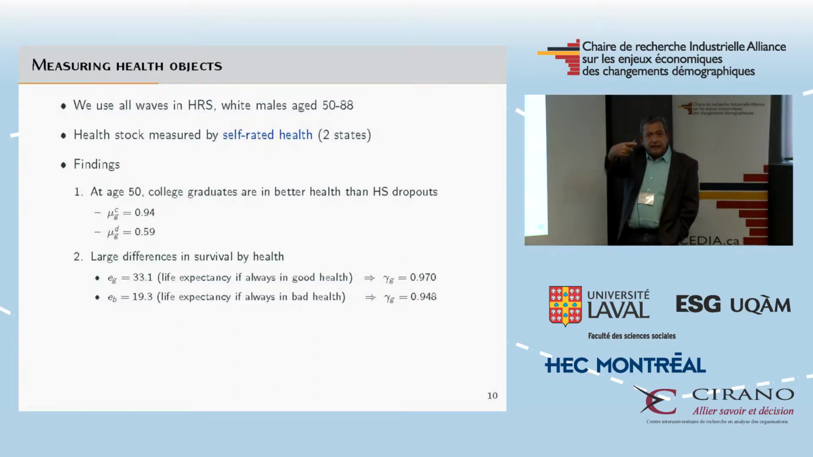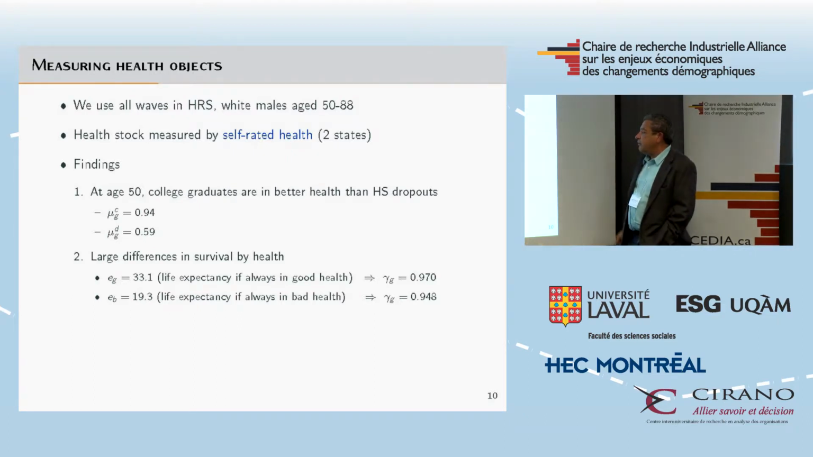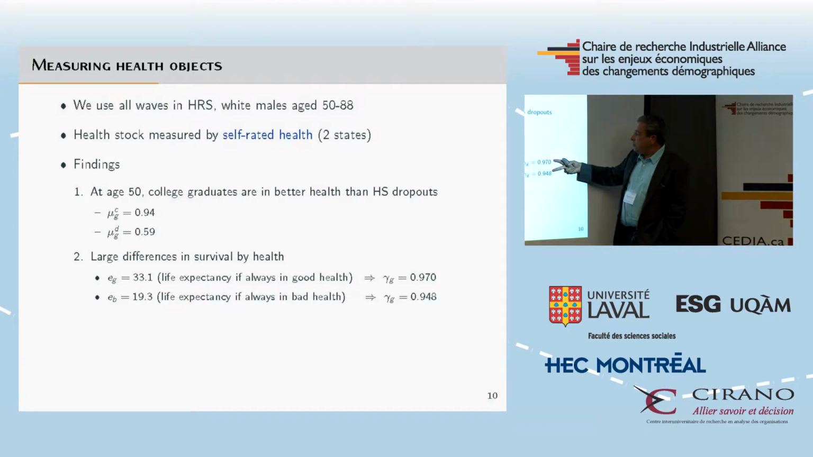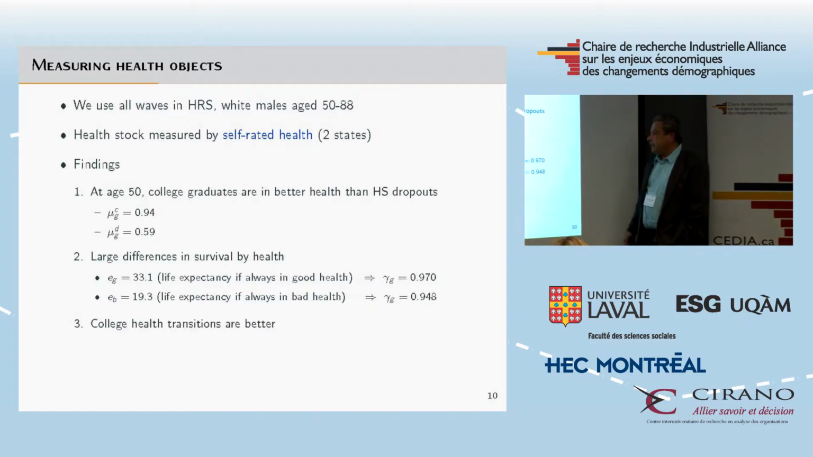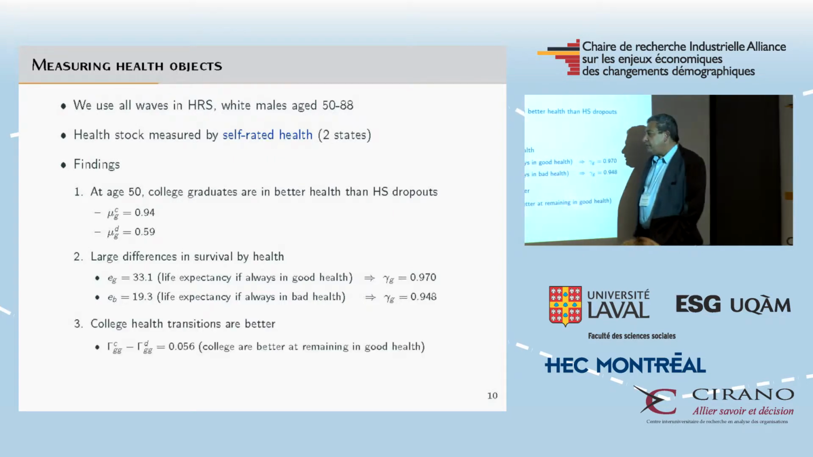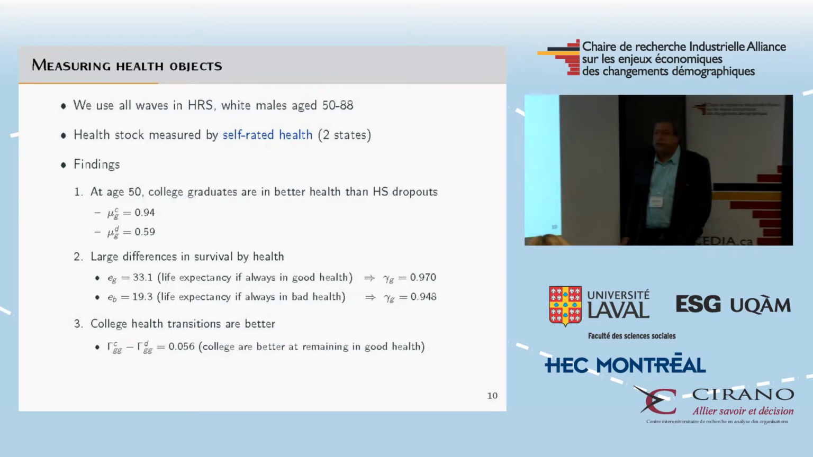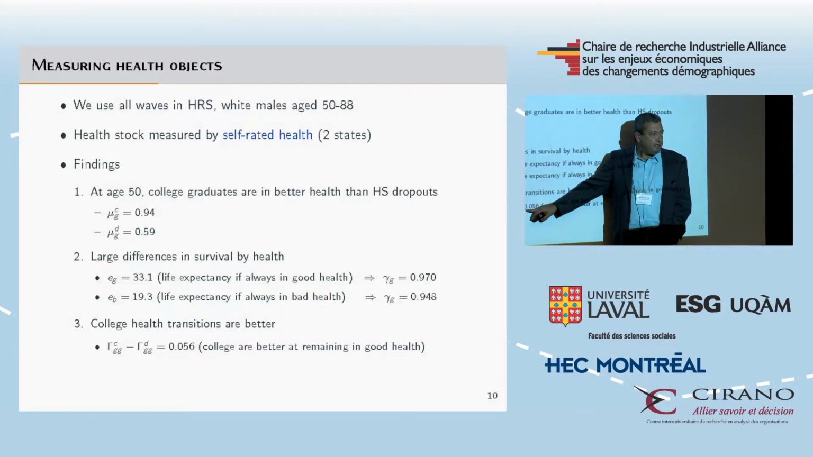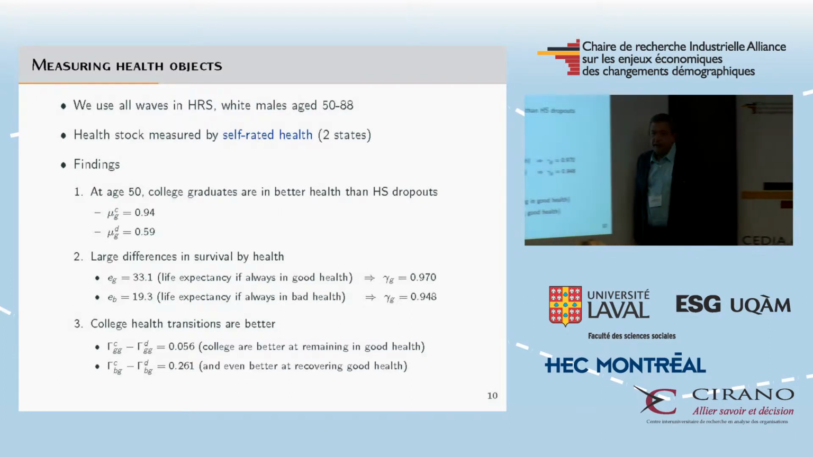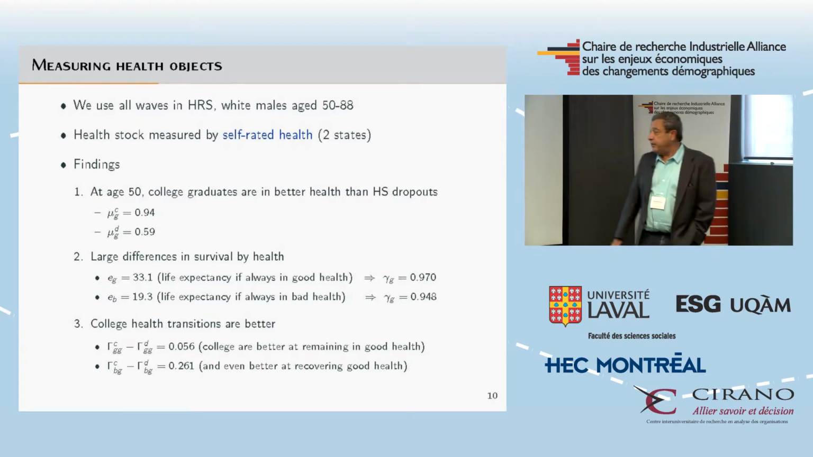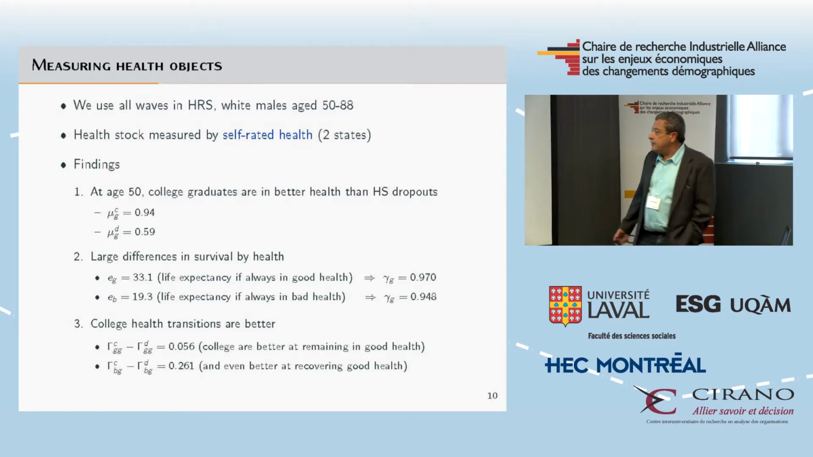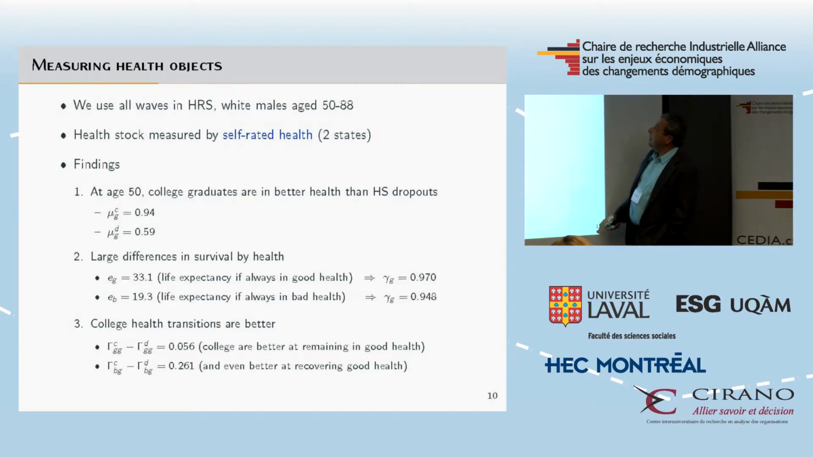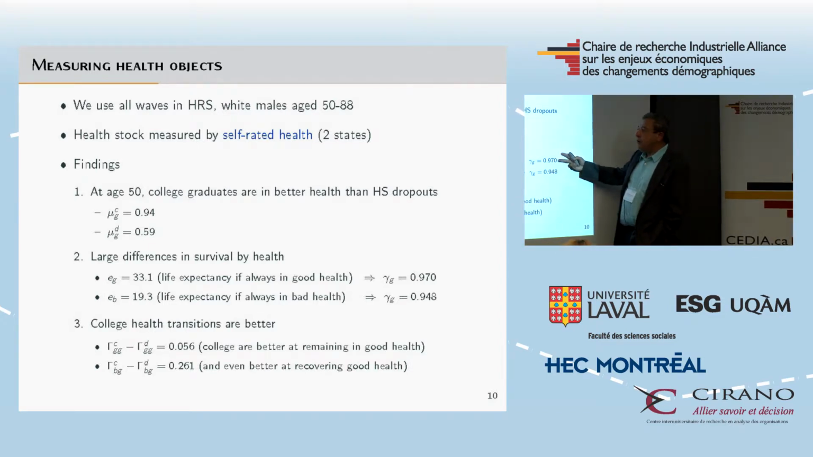So you can see that's a part of the things that Pong was talking about, and it translates into the conditional probabilities of survival. This is the gamma H in here. But the key thing is college health transitions are better. They are better at remaining in good health, meaning they have a 6% lower probability of transitioning to bad health. But most importantly, they have a much larger probability of recovering good health. And when you put all these numbers together, this translates into not only a longer life horizon for the college graduates, but a higher fraction of the time spent in good health.